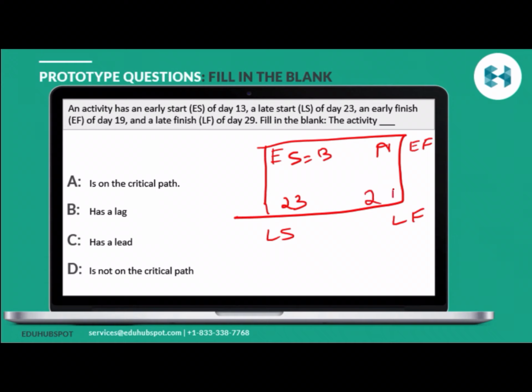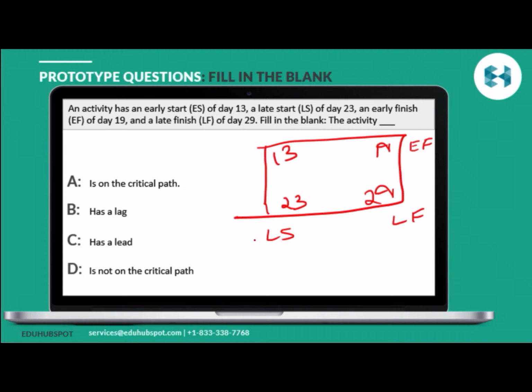So 29. Okay. And this one is 13. So let me just write it again. 13. Okay. And this is 19. So is this activity on critical path? If you remember, on critical path, your float is always 0.